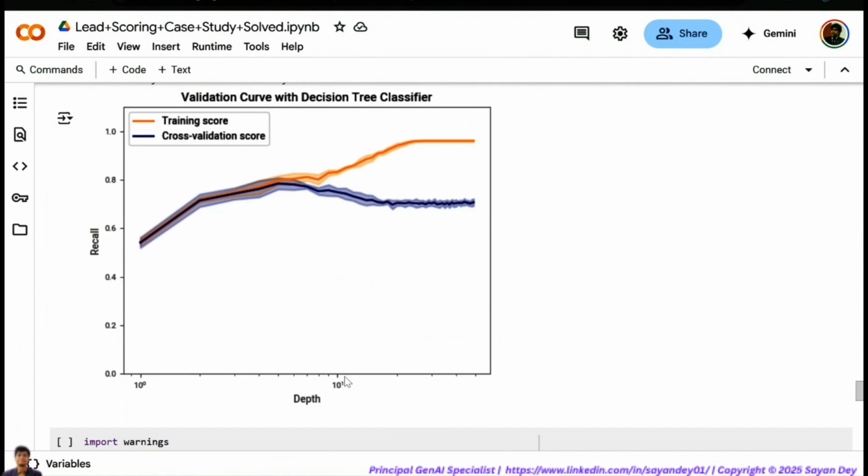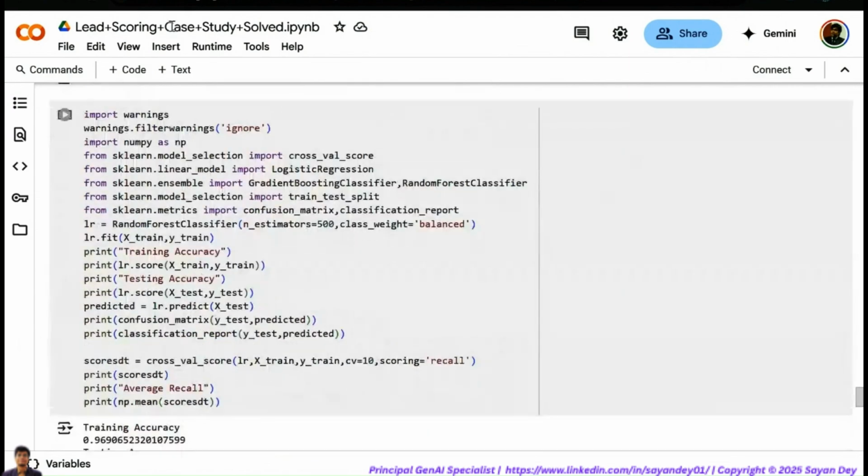Okay, because if I have a higher value of depth, then beyond that point, the training score continues to become higher, whereas the testing score continues to fall. So this is the overfitting that is happening, and the model is becoming more and more overfit. That means on the training data, whatever textbook you have, it will do very well. But in the unseen question paper, it starts to do very, very poorly. So this is what we can do.